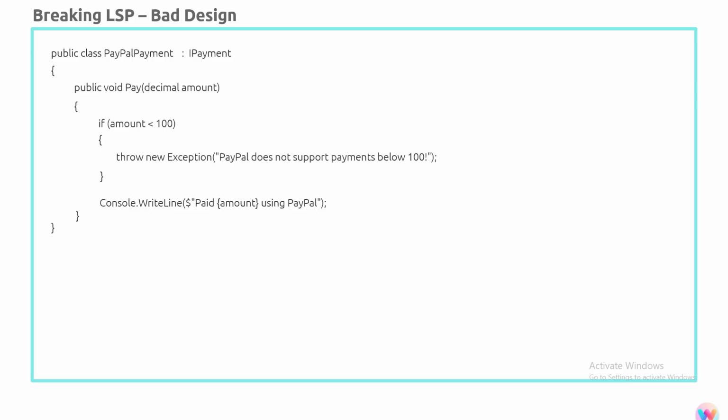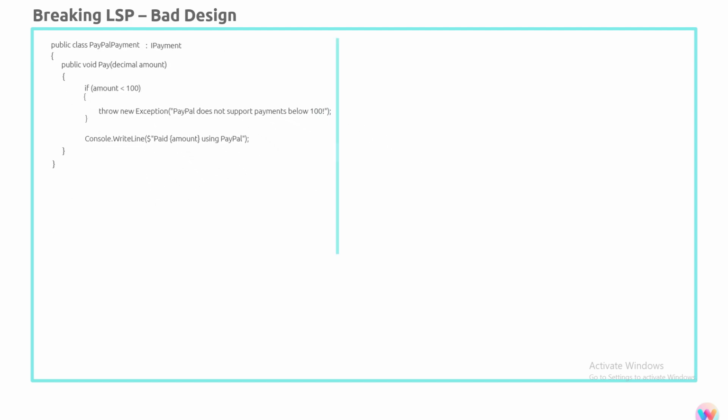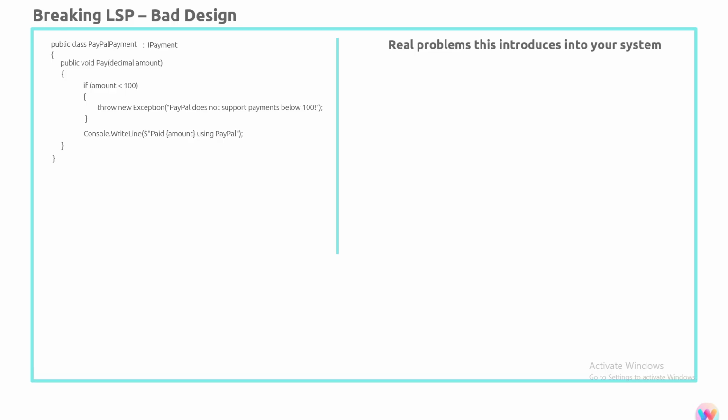What do you think? What is the problem here? The moment we add PayPal specific rules directly inside the pay method, we have broken LSP. Why? Because now we can't safely swap credit card payment with PayPal payment anymore. But what's the big deal? Here are the real problems this introduces into your system.